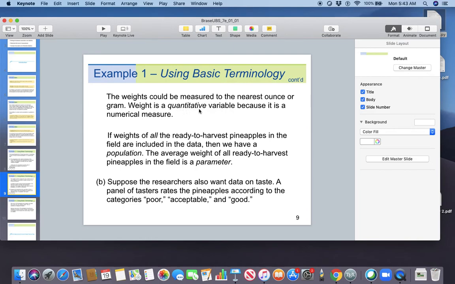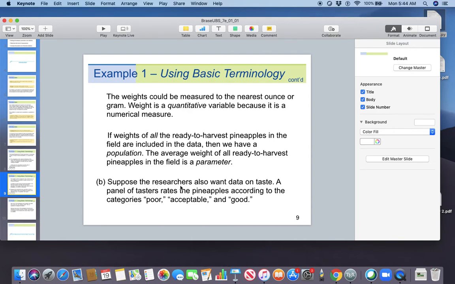That is quantitative. If weights of all the ready to harvest pineapples in the field are included in the data, then you have a population. The average weight of all ready to harvest pineapples in the field is a parameter. So when we are talking about all, it is population, and the average weight is a variable, you see, of that population, so it's a parameter.